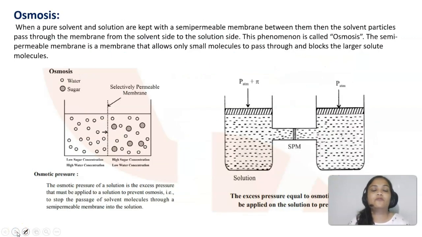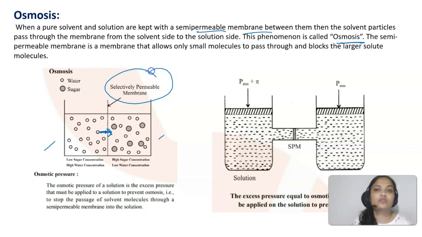Next up, the fourth property is the osmotic pressure. So before that you need to understand what is osmosis. So let's say you are having a pure solvent and a solution which are separated by a semi-permeable membrane. Okay. So the solvent particles will pass from the solvent side to the solution side, means from higher concentration of solvent to the lower one. Okay, this phenomenon is called osmosis. Semi-permeable membrane, I hope you know, allows only small molecules to pass through it and blocks the movement of solute. Okay. So that is osmosis.